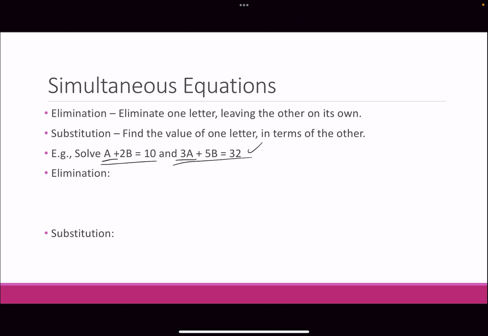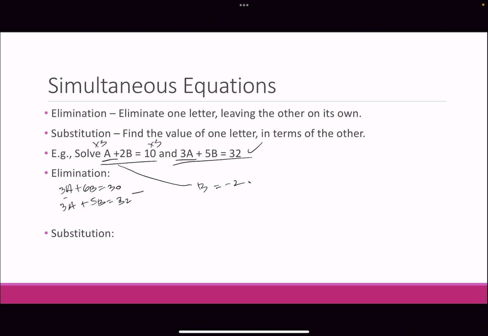I've got one here, so that equation is fine. I'm going to multiply both sides by 3 in this equation. That should give me 3a plus 6b equals 30. Now, my second equation I'm going to write right below: 3a plus 5b equals 32. Now I'm going to subtract these two equations. So 3a minus 3a equals 0, 6b minus 5b equals b, and 30 minus 32 equals minus 2. So there you go, I already have a value for b.